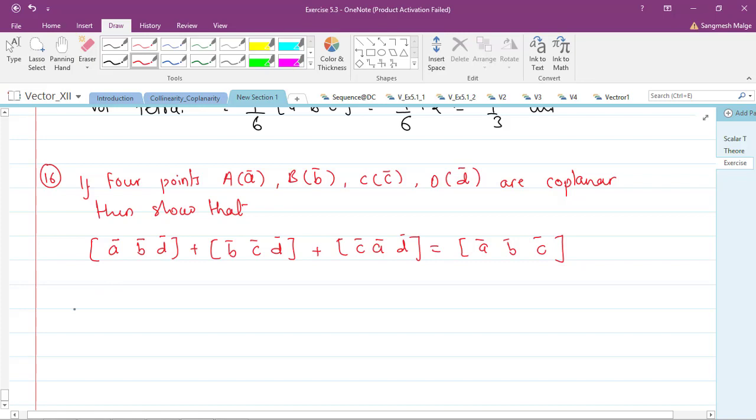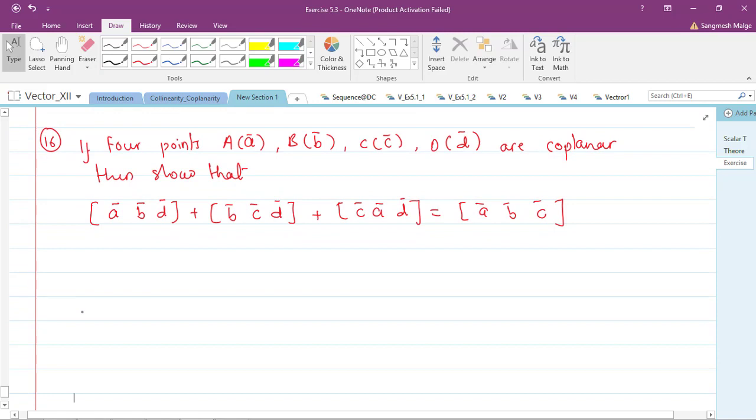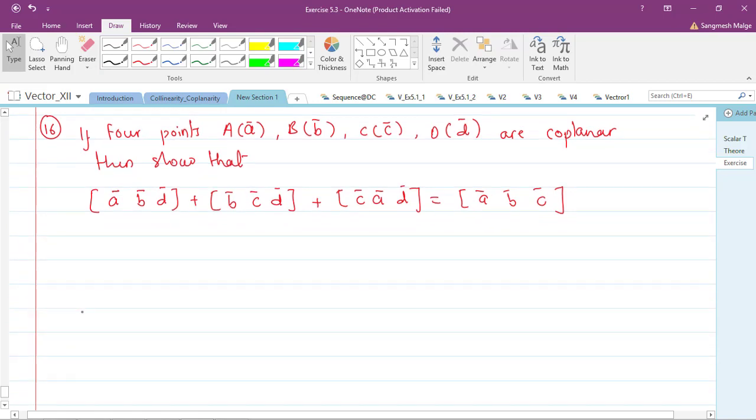So let's first find out the LHS. Let's solve for this LHS. Here the box product is given in terms of the position vectors a bar, b bar and c bar, and the given condition is that A, B, C and D are coplanar.